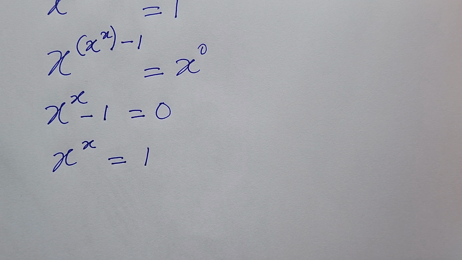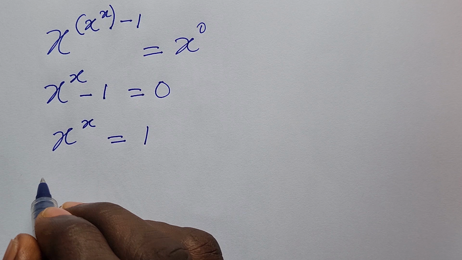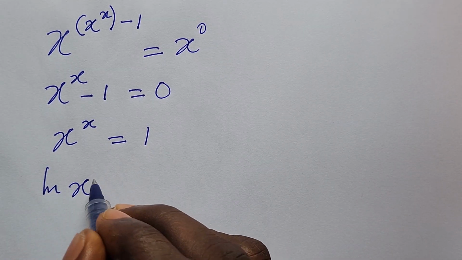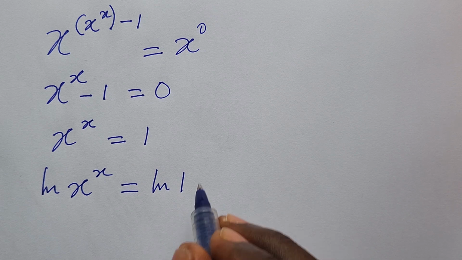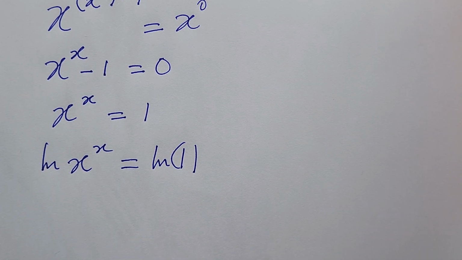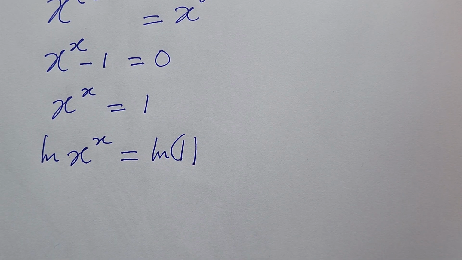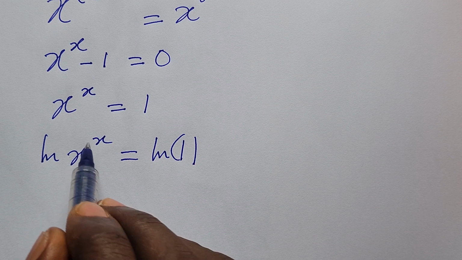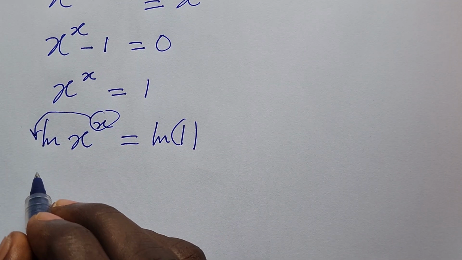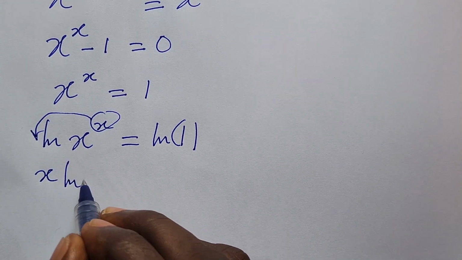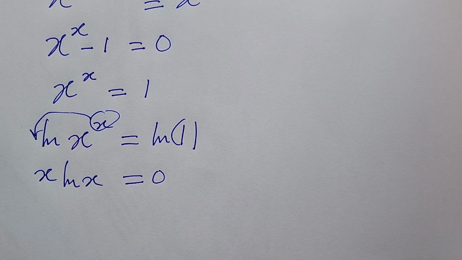What we do here is easy. Let's ln both sides of the equation. If we do that, it's going to give us ln of x to the power of x equal to ln of 1. Let's put this in bracket. What is ln of 1? ln of 1 is just 0. So we apply the law of logarithm, move this to this side like this. So this will give us x ln of x equal to 0.